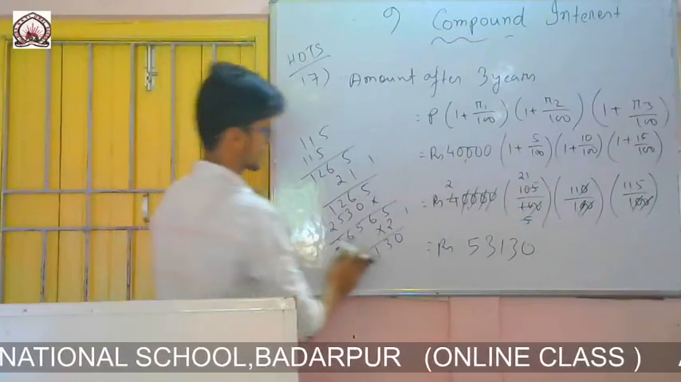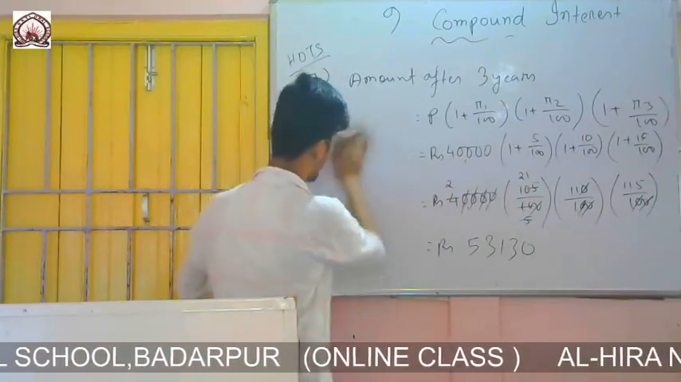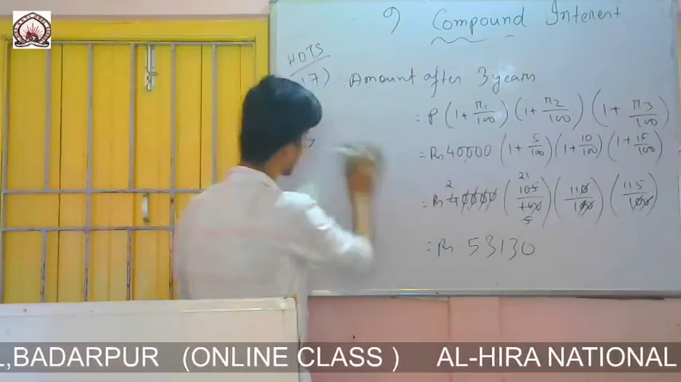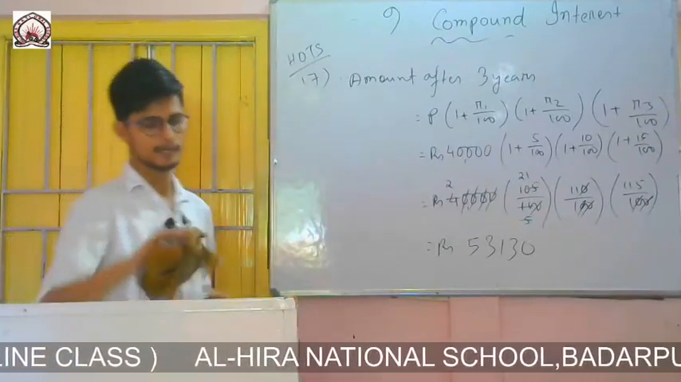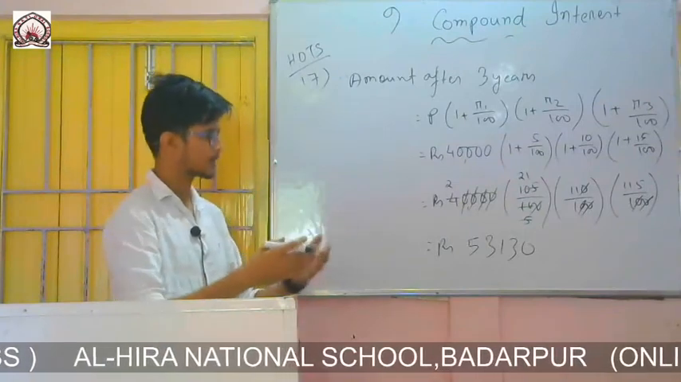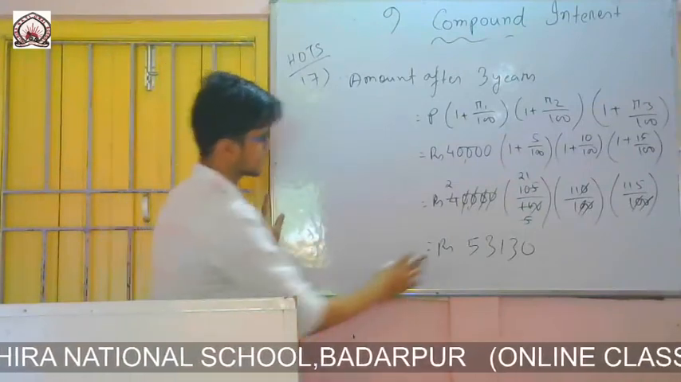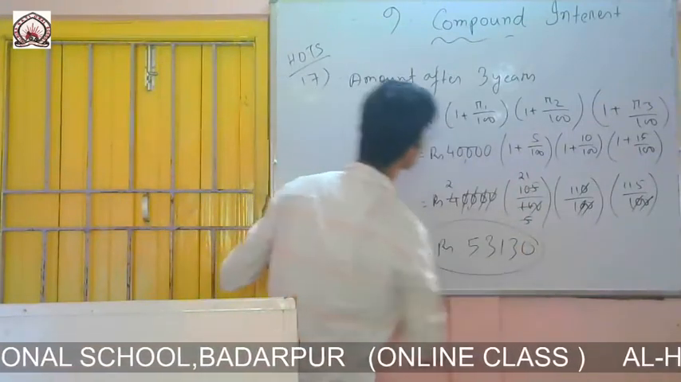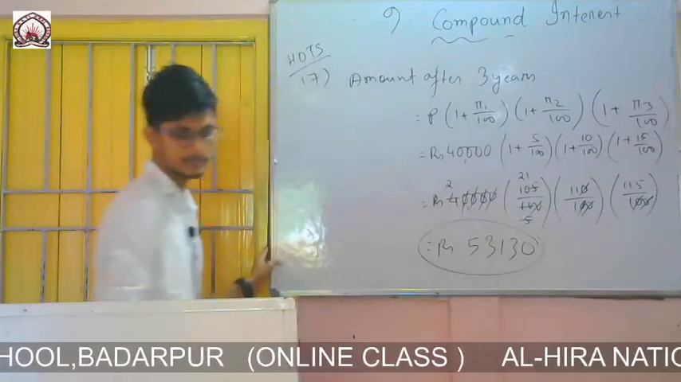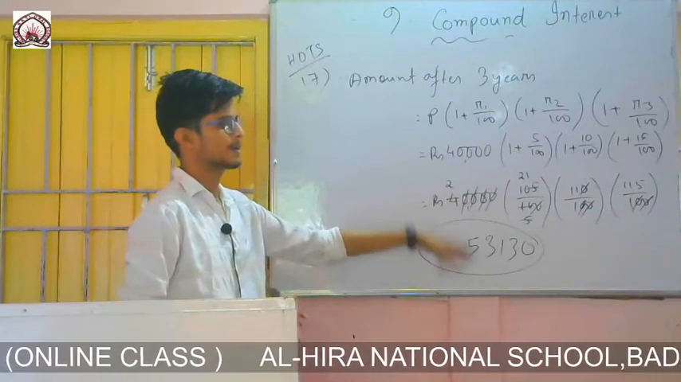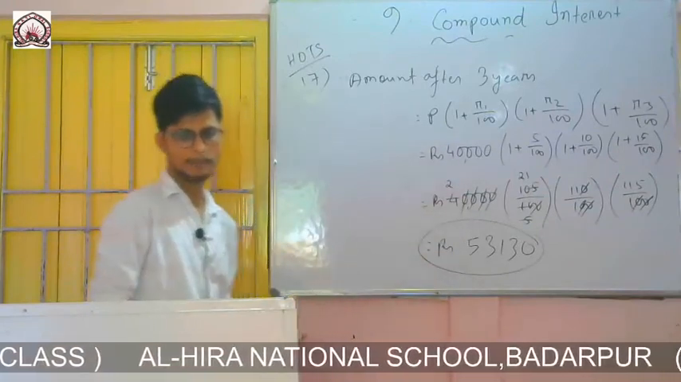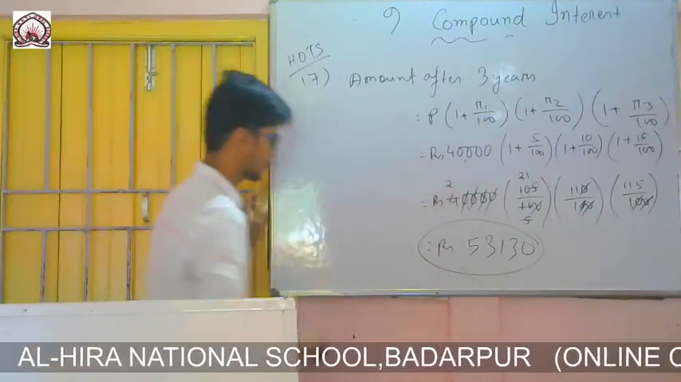53130. So this is the amount, and from this amount you have to find the interest. That means the question is to find the total profit, the extra amount. So this was the amount after 2 years, this was the amount after 3 years. So simply from this amount, if I subtract the initial one, the principal value, I will get his profit.